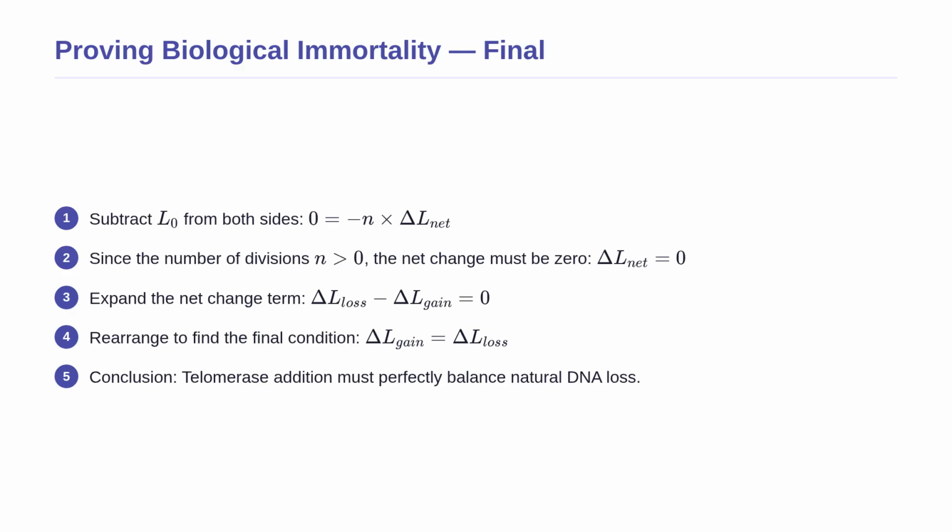Moving the gain to the other side, we arrive at our final proven result. The gain must exactly equal the loss. This proves that cancer cells achieve immortality by perfectly balancing natural DNA loss with telomerase-mediated DNA addition.